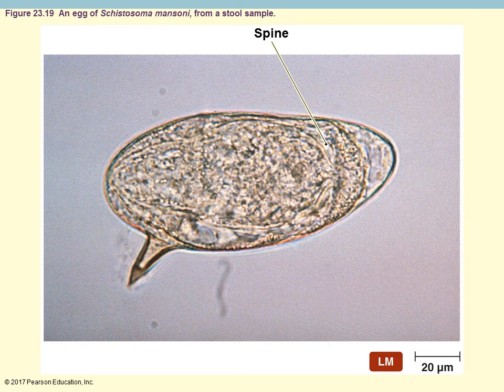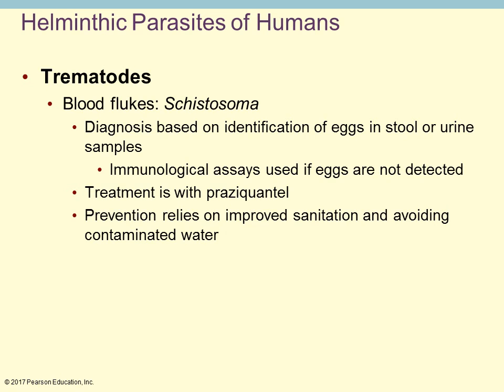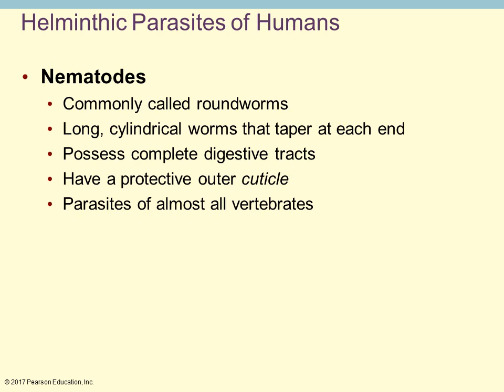This is what an egg of it looks like. You can do identification by detecting eggs in either stool or urine samples. Good sanitation, good clean water. Nematodes, often referred to as roundworms, do have a digestive tract of their own.